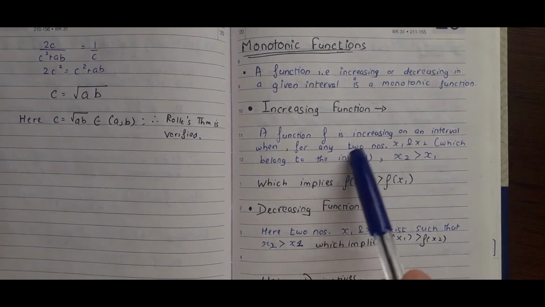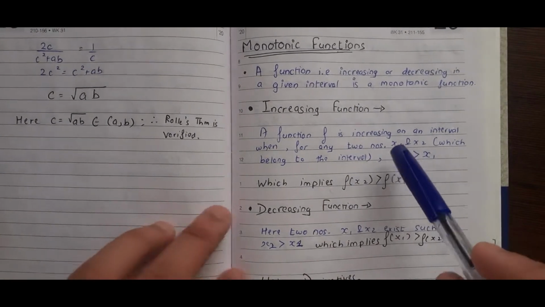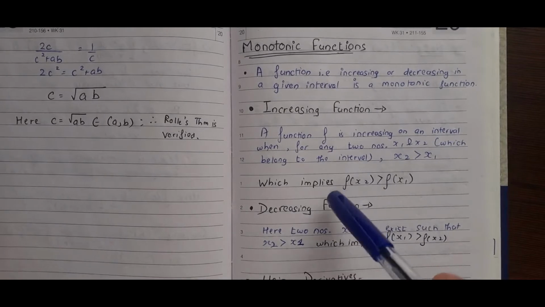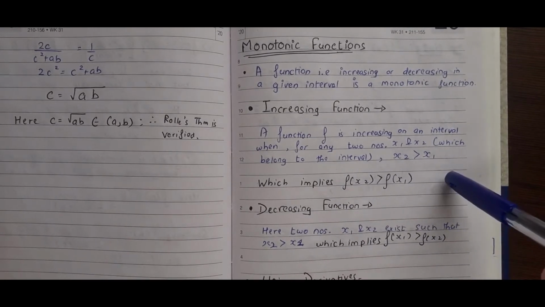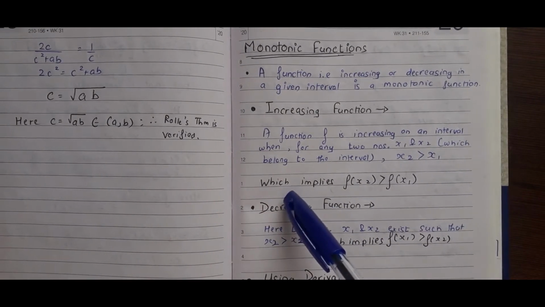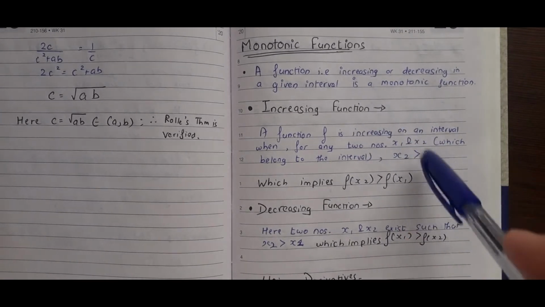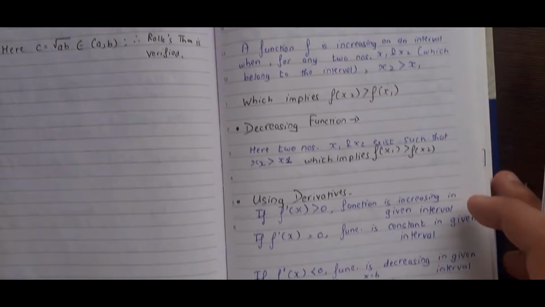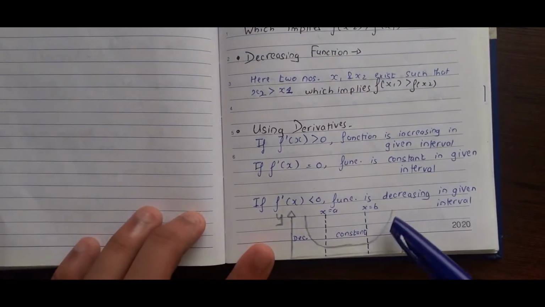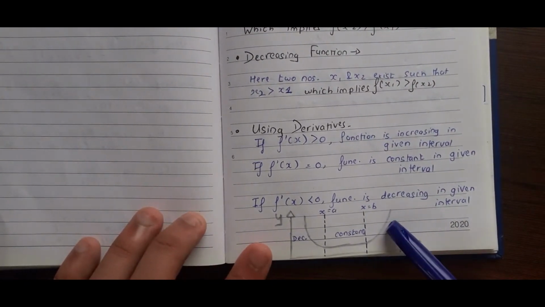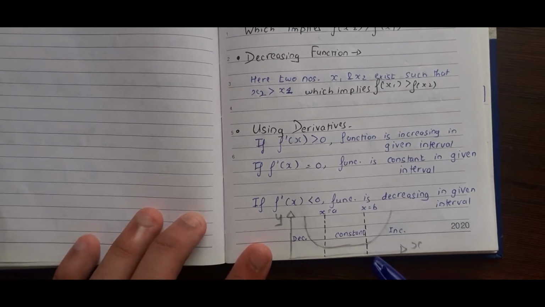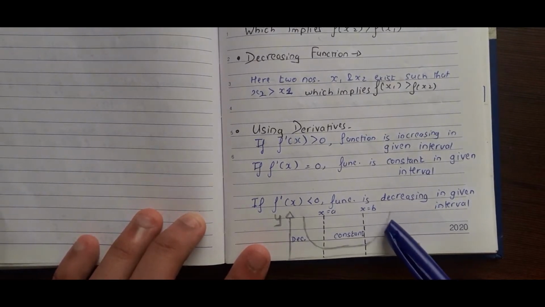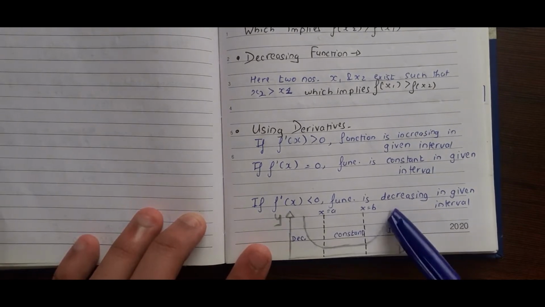An increasing function is when we consider two numbers x1 and x2 which lie in the given interval such that x2 is greater than x1. So for these values of x2 and x1, when we put in f of x, we must get f of x2 is greater than f of x1. We can see it in this diagram over here. If we consider x1 over here and x2 over here, here x2 is greater than x1, and we say f of x2 over here is greater than f of x1, hence is increasing.